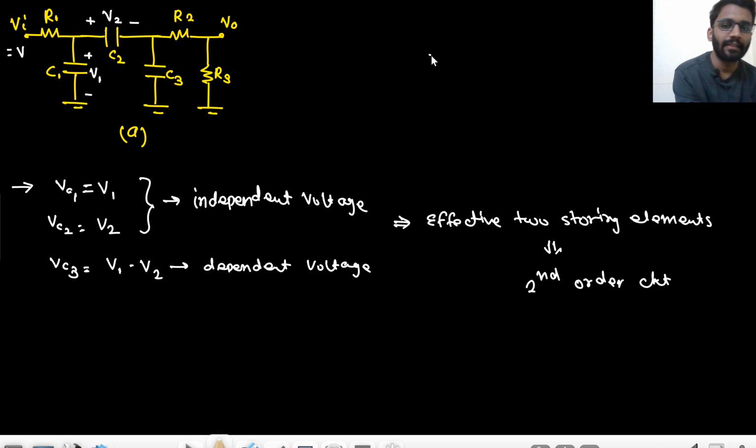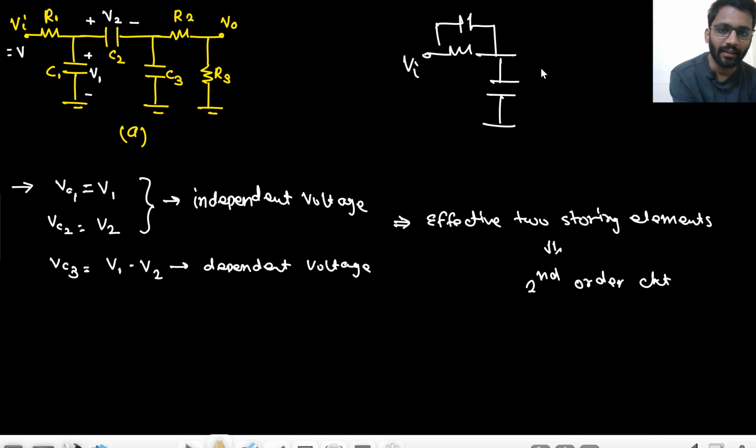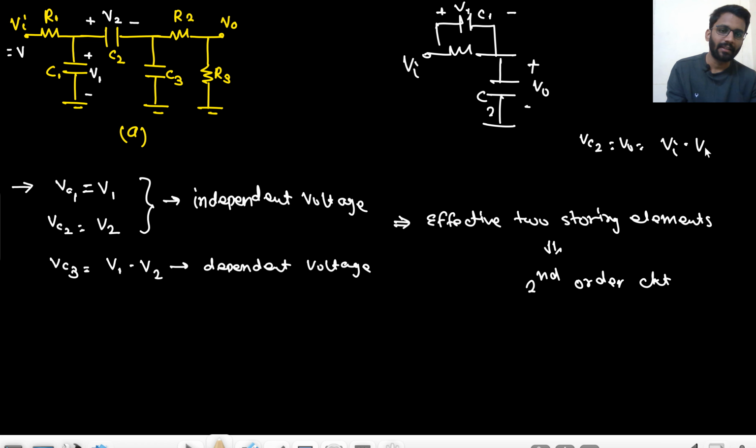Like you can take any other example as well. Let's just assume this circuit is there. This simple circuit where you apply Vin here and this is your V0. C1 you can say, C2 you can say. So if you give V1 voltage to this capacitor C1, what will be the VC2 voltage or V0 voltage? That would be Vin minus V1. This is also independent, this is also independent. So only one voltage you had to give, and that was V1. So this was a first order circuit.